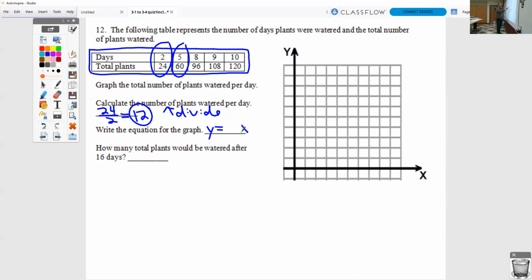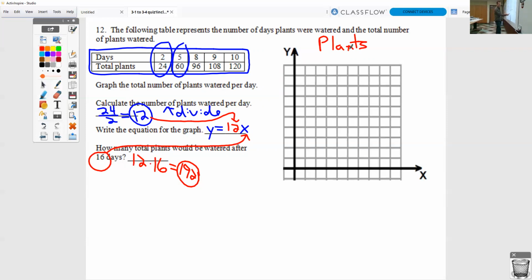When we go to do our graph, we always have a y equals and an x. Just take that 12 and stick it in front of the x. How many plants were watered after 16 days? Just take that 16, sub it in for x. So we would have 12 times 16, which gives you 192. Now we're ready to do our graph. So all graphs need a title. Let's just call it plants.